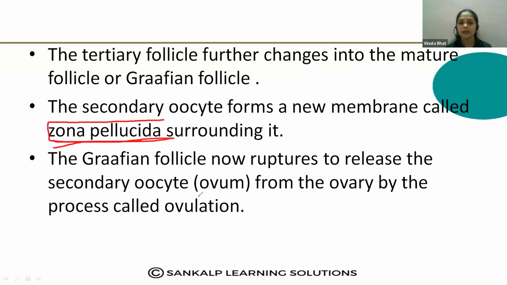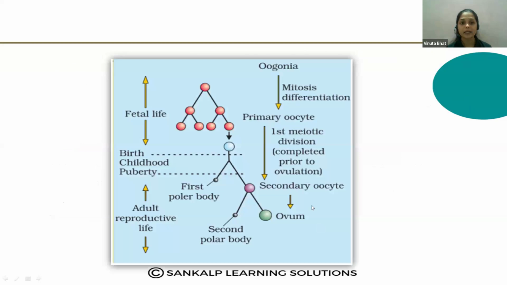Okay, when the Graafian follicle ruptures, the secondary oocyte is released from the ovary. That process is called ovulation. What is ovulation? They will ask you this for 1 mark. Okay. So this zona pellucida layer is also important. Okay. Let us see the schematic representation of oogenesis.